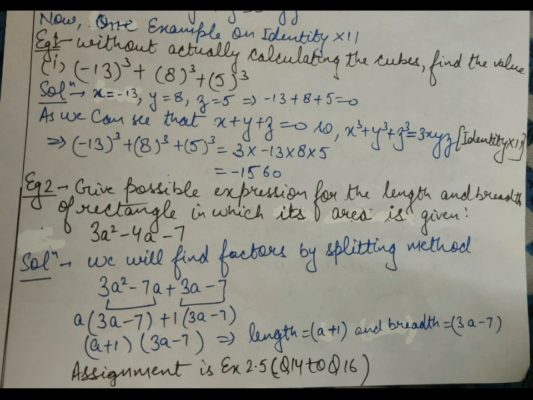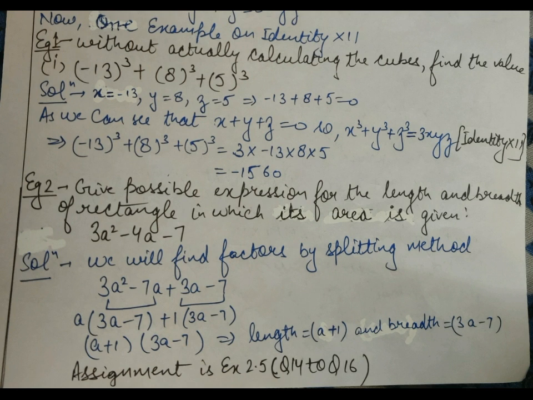Now come to example number 2. In example number 2, we have to give possible expressions for the length and breadth of a rectangle whose area is given as 3a square minus 4a minus 7. We will find factors by the splitting method. In this, we have to find factors first, and after finding factors, one factor will be the length and the second factor will be the breadth.